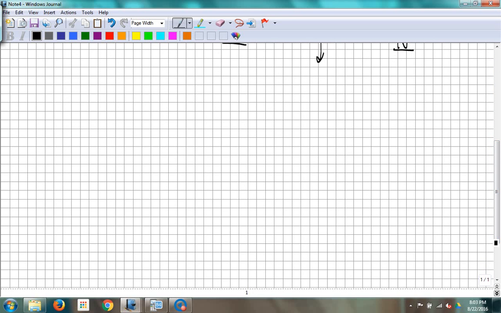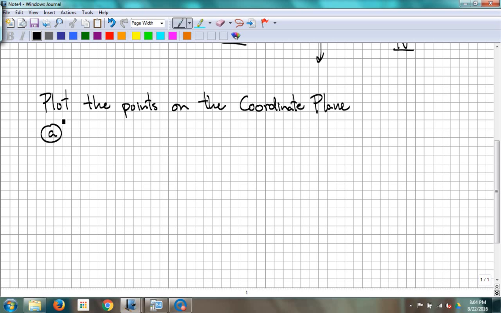Real easy thing here. So let's plot on the coordinate plane. Okay. Make myself a little ruler here. Draw a semi-straight line. The left hand doesn't seem to want to do that very well. Alright, so we'll call this example A. And we're going to just put a bunch of points here.